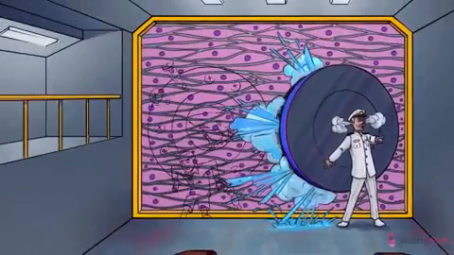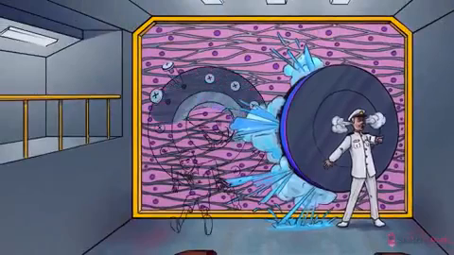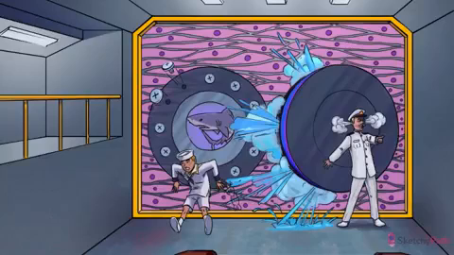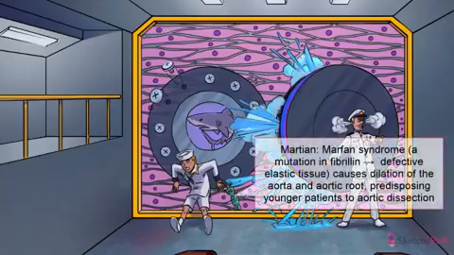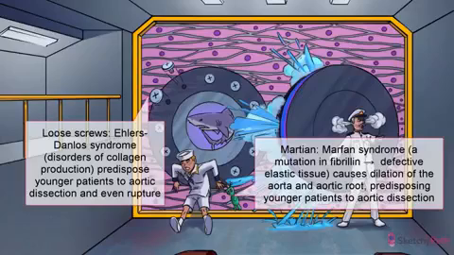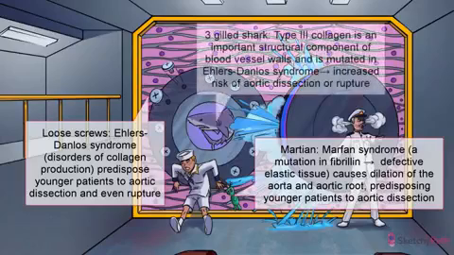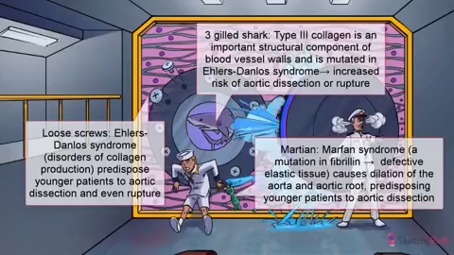If a young patient presents with a dissection, start thinking of the heritable connective tissue disorders, such as Marfan and Ehlers-Danlos syndrome. See those loose screws? That's Ehlers-Danlos syndrome, a group of rare disorders affecting the production of collagen, most commonly type 3, hence the 3 gill markings on that collagenous shark. Type 3 collagen is an important structural component of vessel walls, and when it's defective, arterial dissection and full-on rupture can follow.